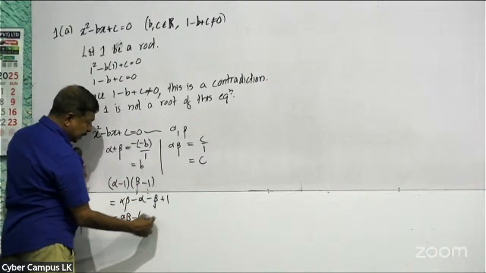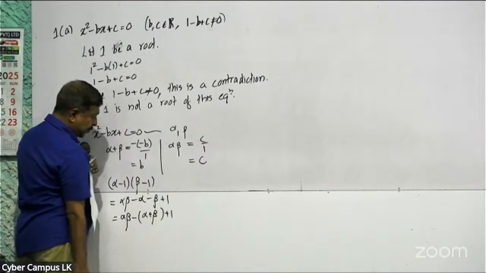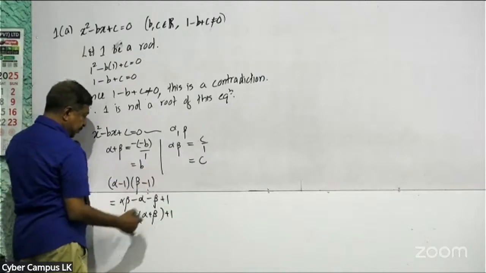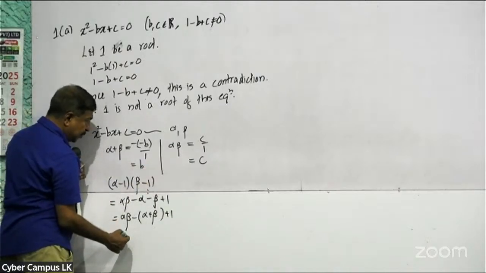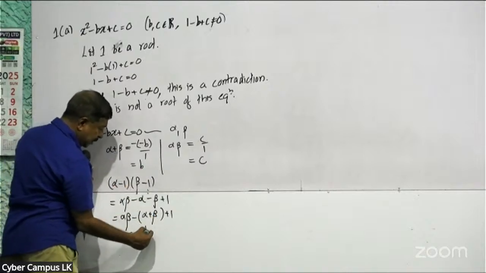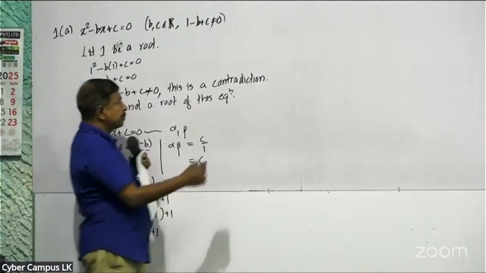Now pull out a negative sign from these two. You get alpha plus beta in the bracket. Now you can substitute these values. So alpha beta is C, alpha plus beta is B plus 1. So this is what you get.